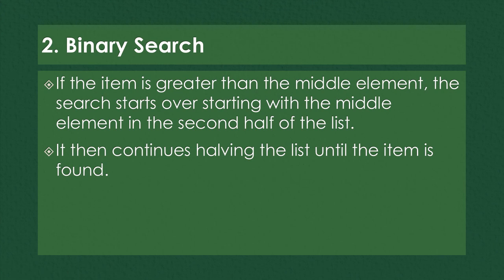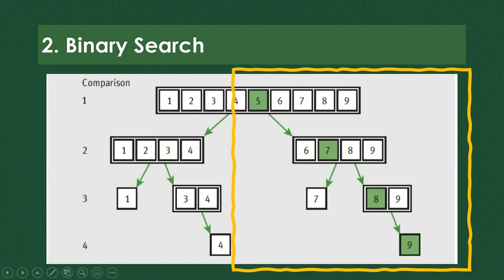If the item is greater than the middle element, the search starts over, starting with the middle element in the second half of the list. It then continues halving the list until the item is found or there are no more divisions to be done. This figure shows that the value being searched is at the 8th element.